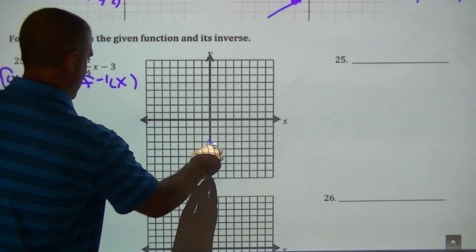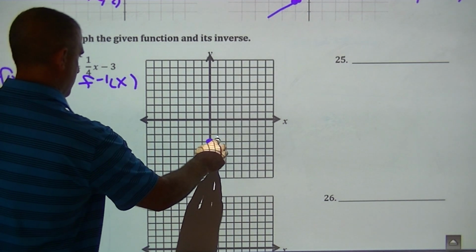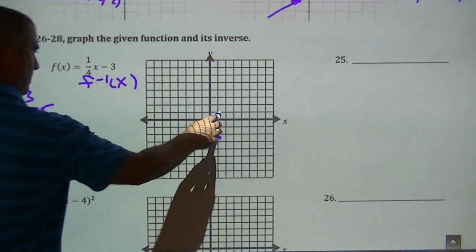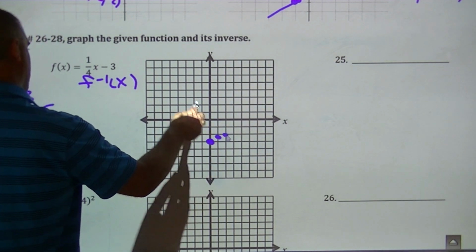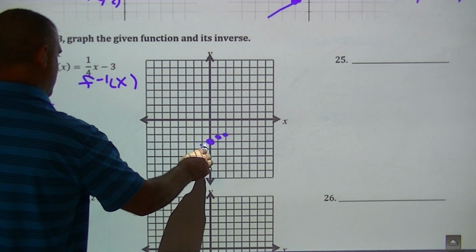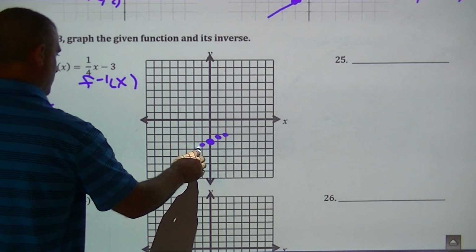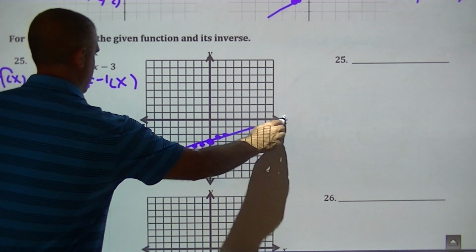Graph 1, 2, and 3. (1, -2.75). (2, -2.5). All right. (-1, -3.25). (-2, -3.5). So this is what you got for the original.